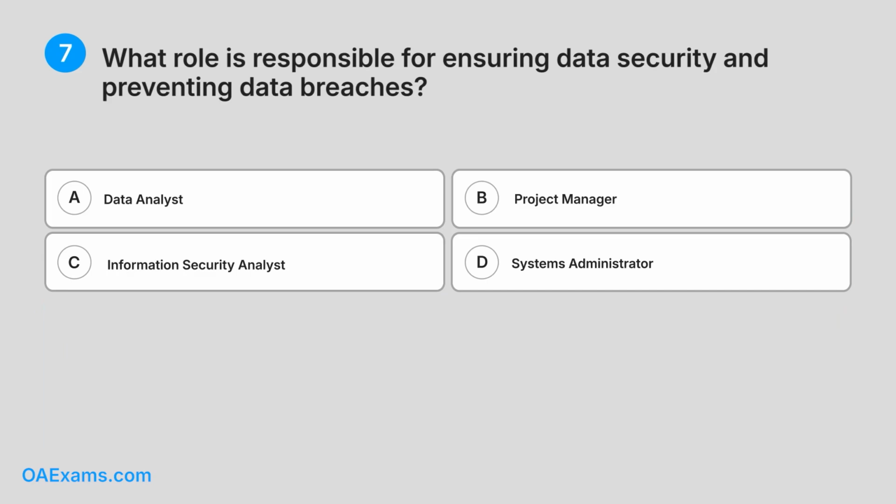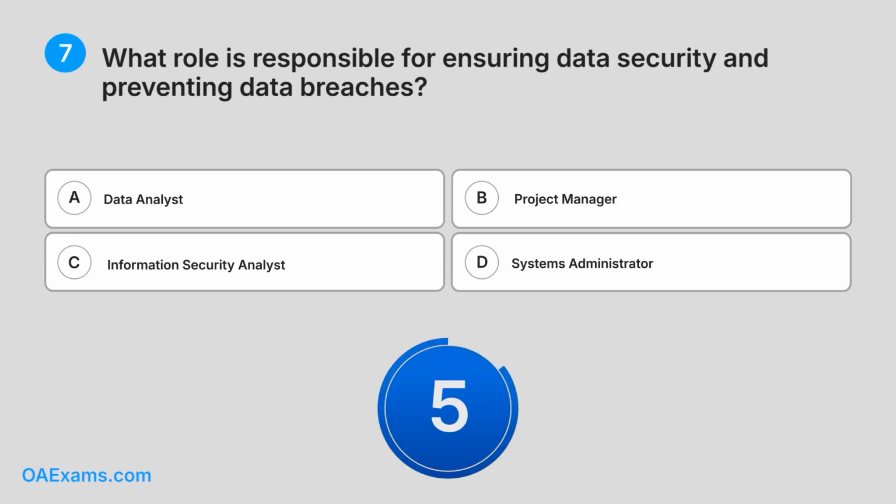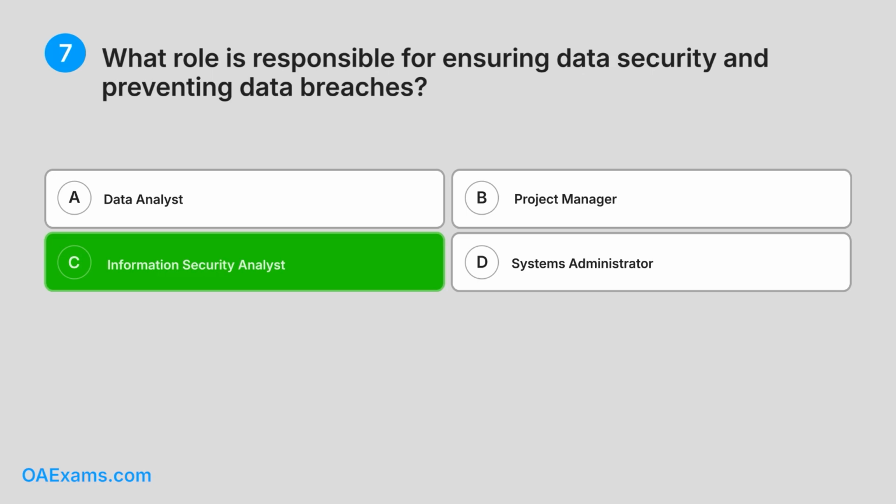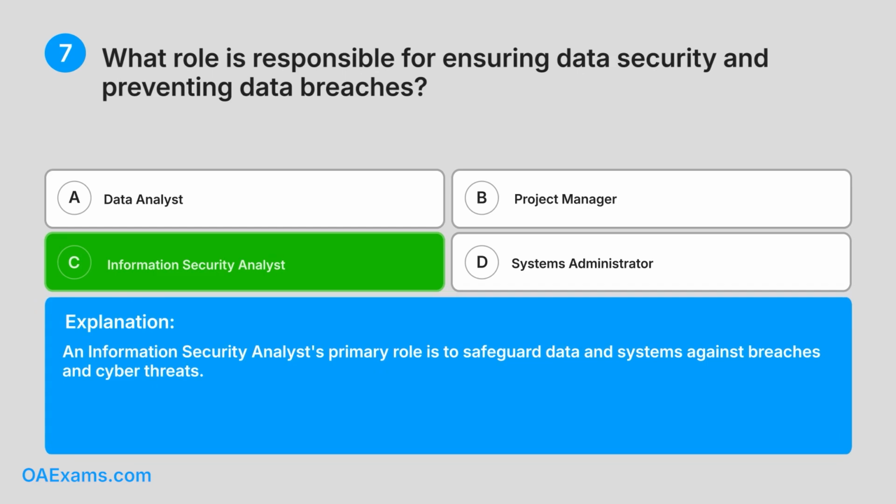7. What role is responsible for ensuring data security and preventing data breaches? A. Data analyst. B. Project manager. C. Information security analyst. D. Systems administrator. Do you know the answer? Correct answer, C. Information security analyst. Explanation. An information security analyst's primary role is to safeguard data and systems against breaches and cyber threats.